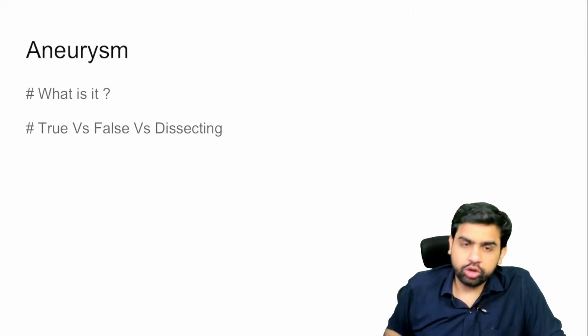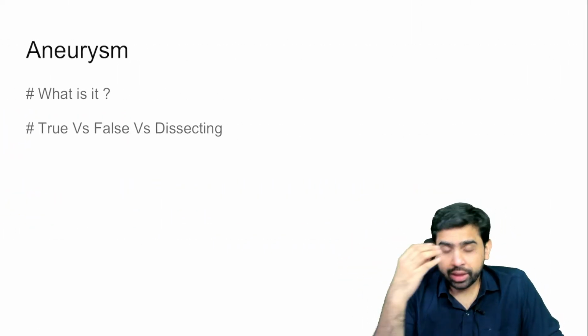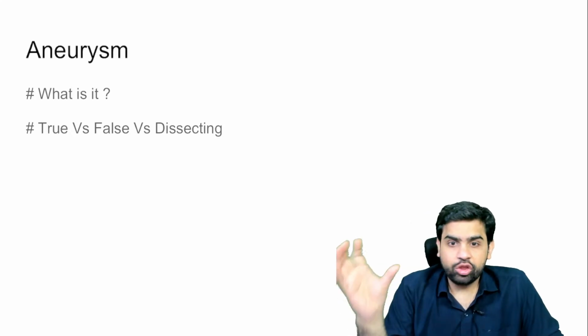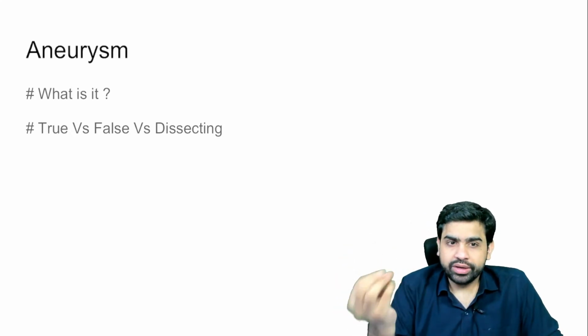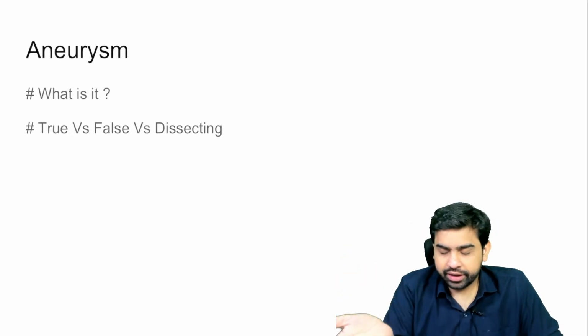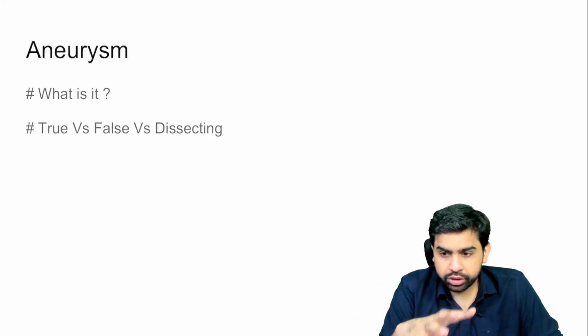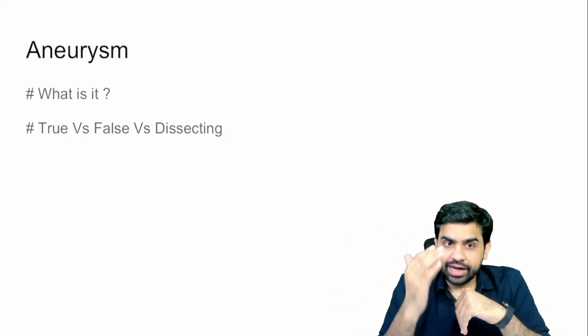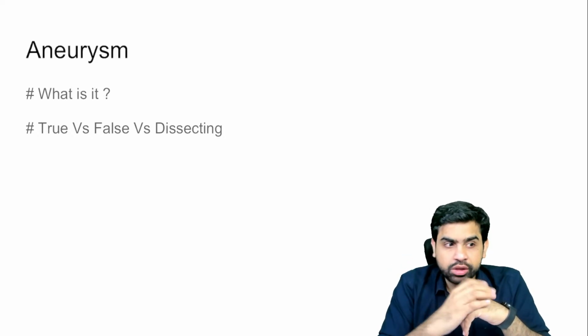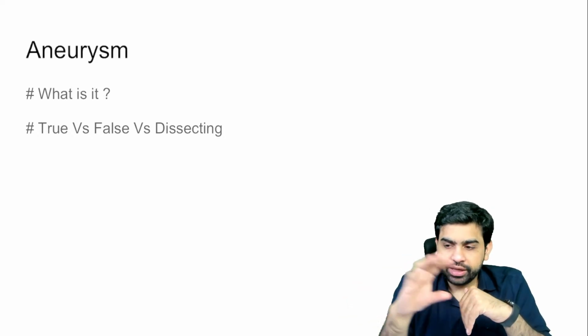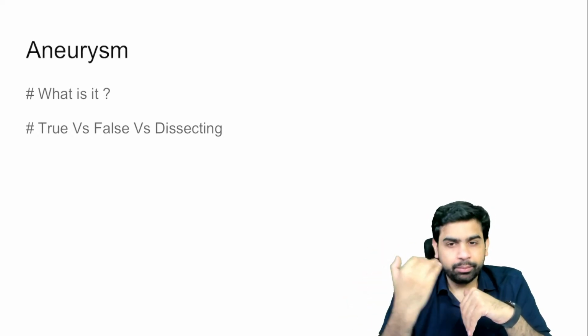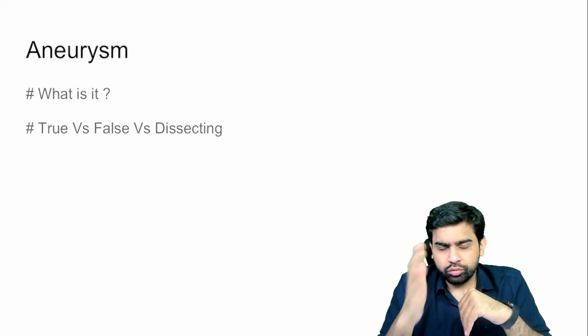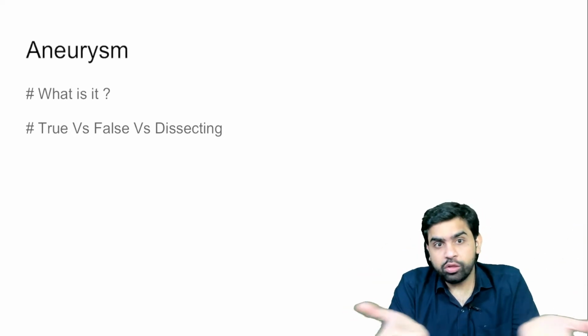Now let's talk about the aneurysm. What is an aneurysm? An aneurysm is basically dilatation of the vessel. It can be a true or a false aneurysm. What do you understand by a true aneurysm? One in which all the layers of the vessel are dilated. What is a false aneurysm? All the layers are not dilated, only one or two, like the intima. That is a false aneurysm.